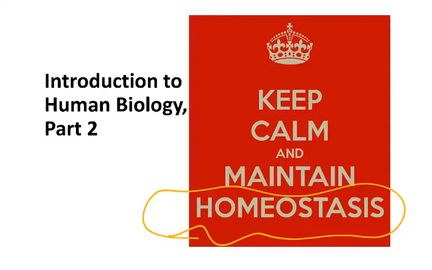First thing I want to say is that the prefix homeo means steady, and the word root stasis means state. So once you build up a bank of prefixes, suffixes, and word roots that are commonly used in biology, it'll make not just breaking down, but learning new vocabulary much simpler.